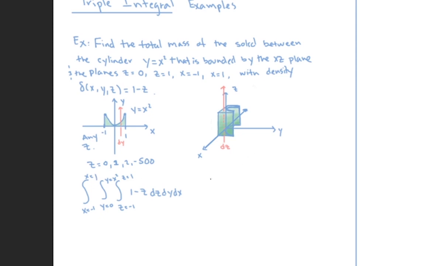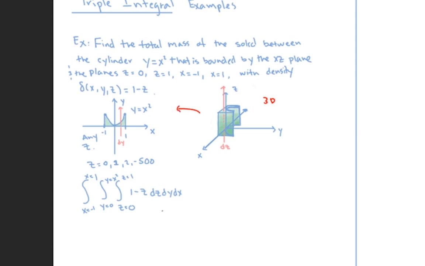So I chose to set it up in the order dz, dy, dx, and so I imagined a laser beam shooting up parallel to the z-axis. It entered the region at z equals 0, and it exited the region at z equals 1. Then I'm actually going backwards this way. This is the 3D picture, and then I'm stepping down to the 2D picture over here.